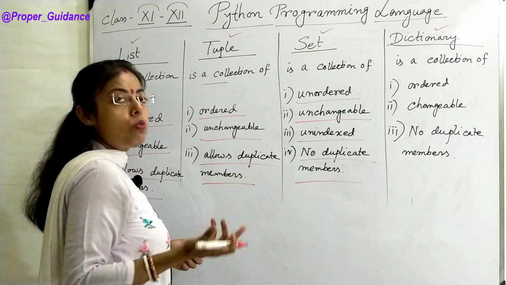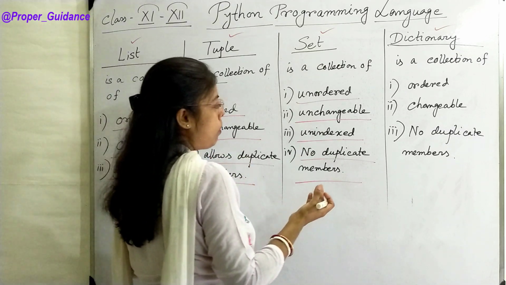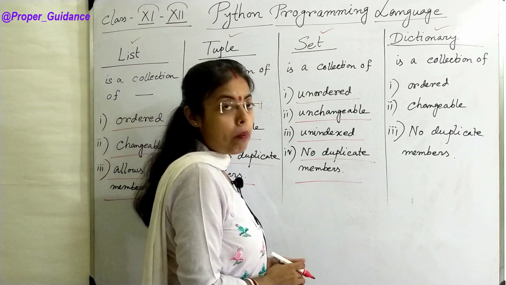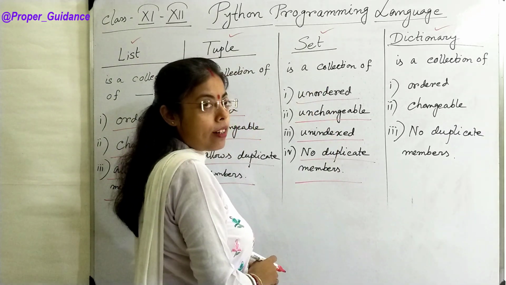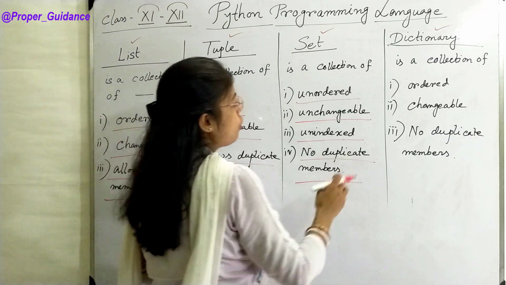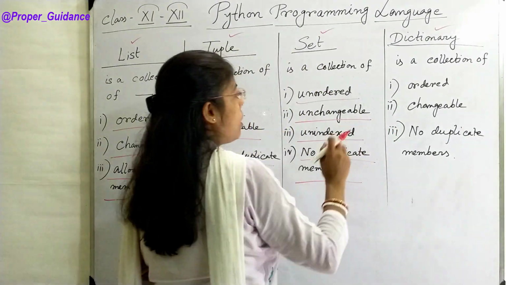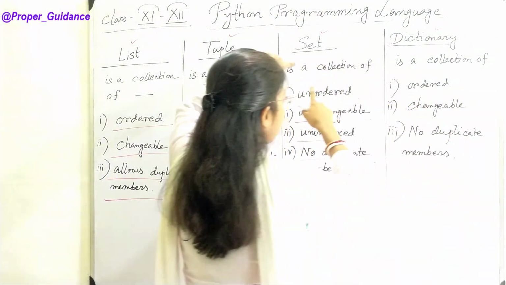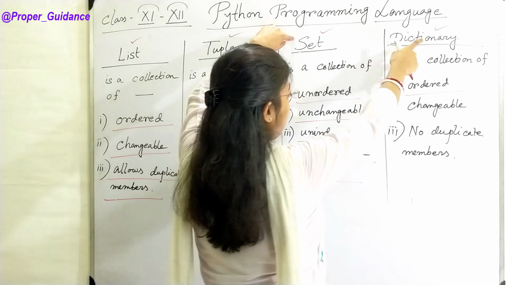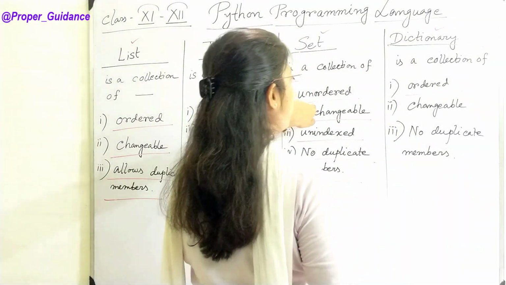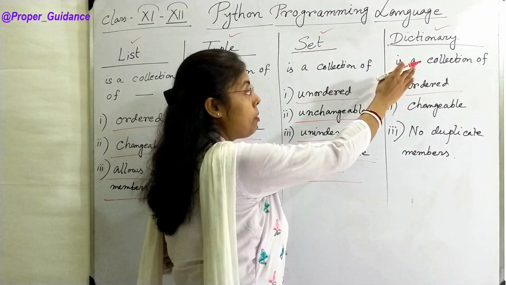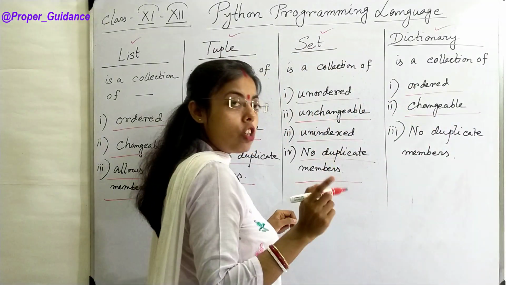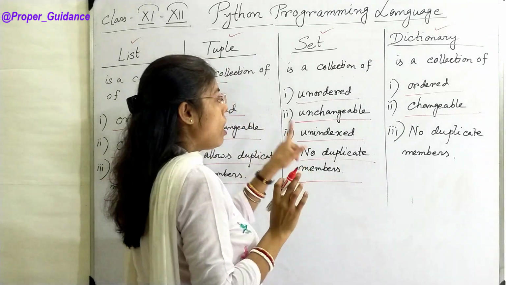So, when to use set? If you are going to use something where there is no duplication of members, you can consider set. And next, dictionary. Dictionary is also a collection of data. It is ordered. The first difference between set and dictionary: set is unordered and dictionary is ordered, very much ordered. Changeable: you may change the elements of a dictionary.